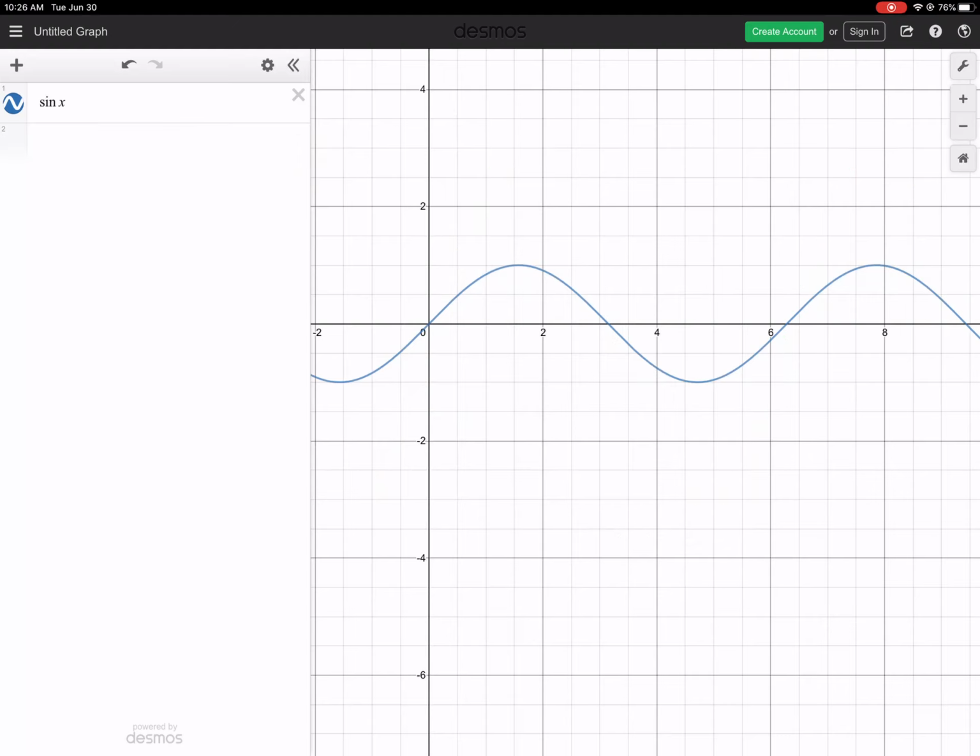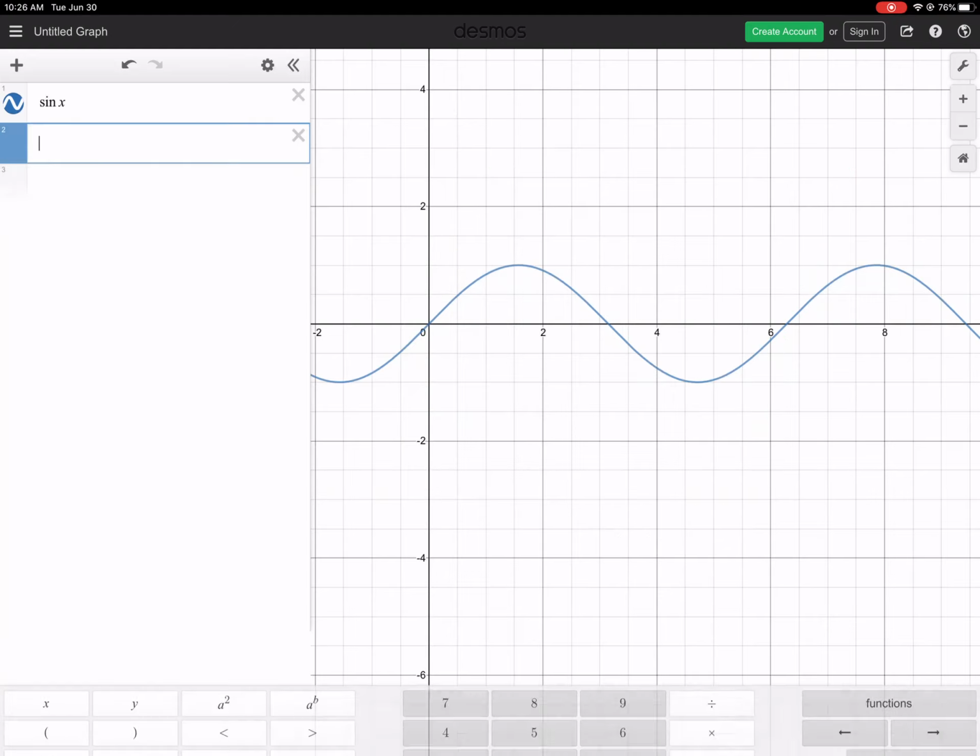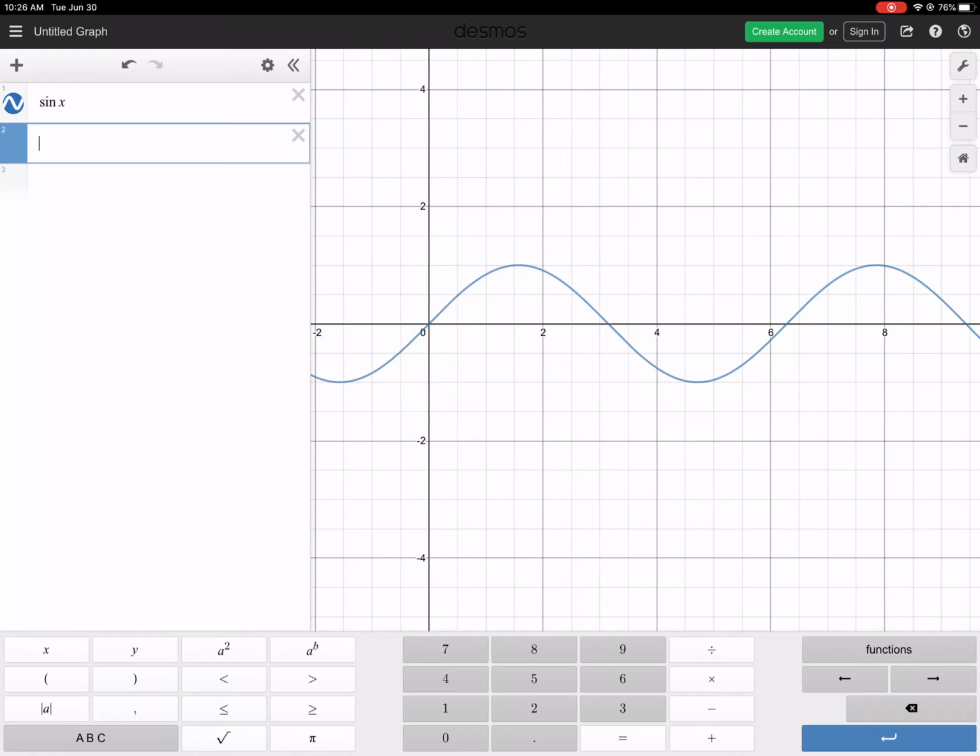Let's erase this now, and let's take sine of x, and let's now put sine of 2x. And as I type the x, I want you to think, what's going to happen? Well, I'm doubling every x value. And you're going to see that this foreshortens the period of this new wave.